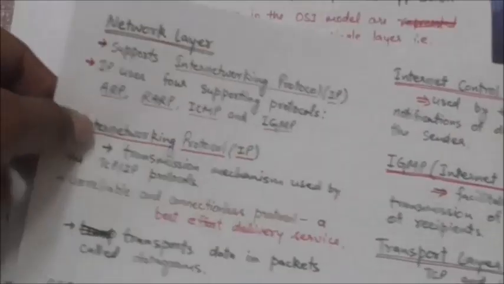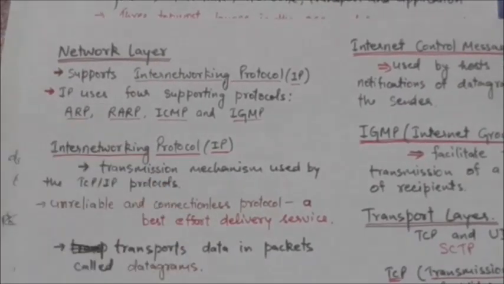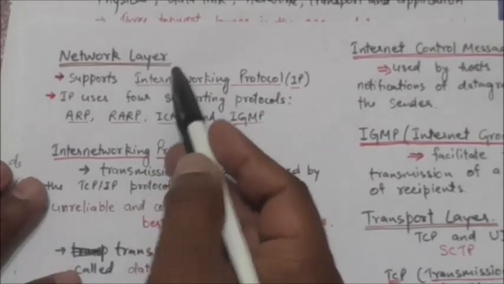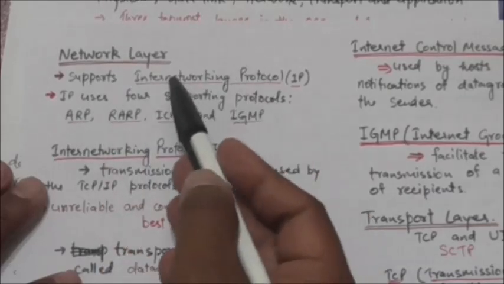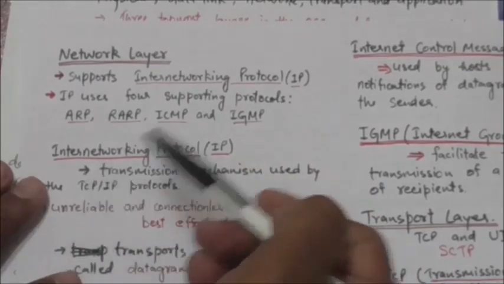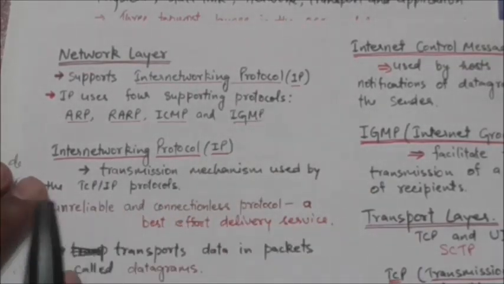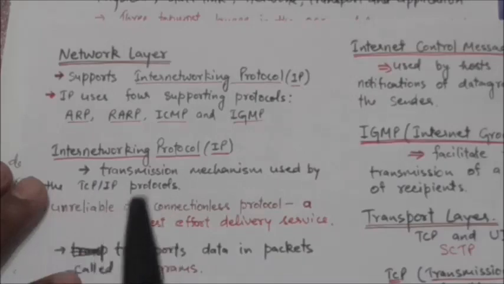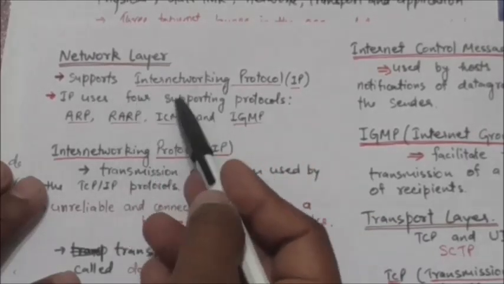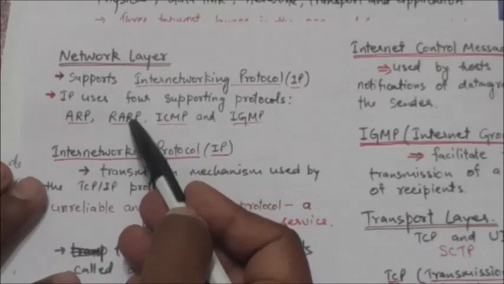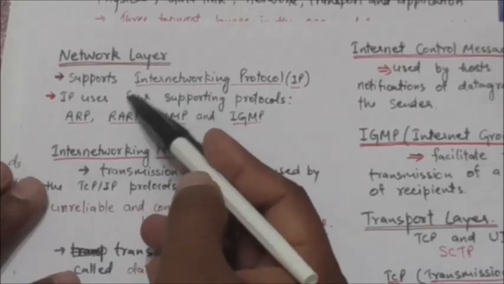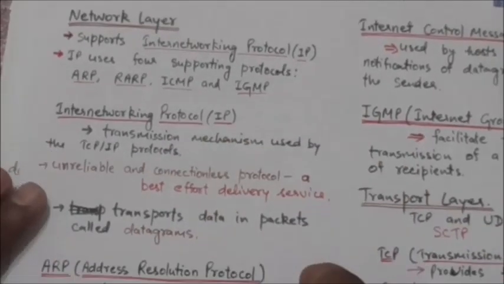Now we will study about the network layer. At the network layer, TCP/IP supports the internetworking protocol, in short called IP. So IP is the transmission mechanism used by the TCP/IP protocols. This internetworking protocol uses 4 supporting protocols: ARP, RARP, ICMP and IGMP. So first we will study about the internetworking protocol, that is IP.